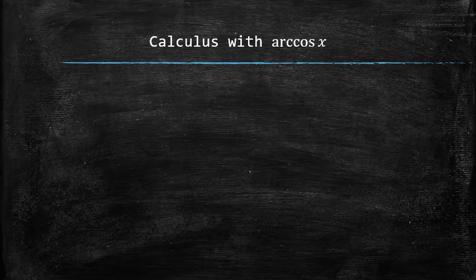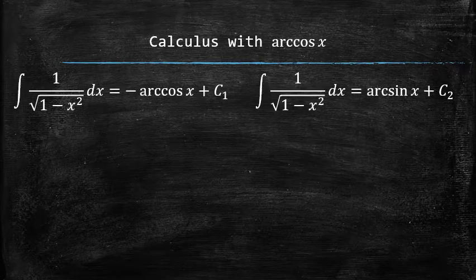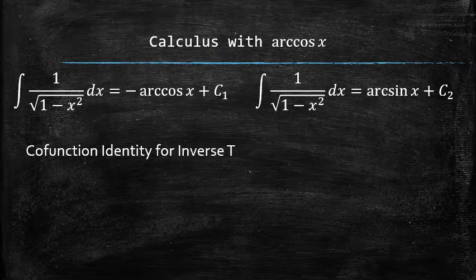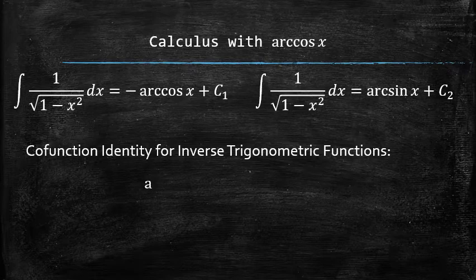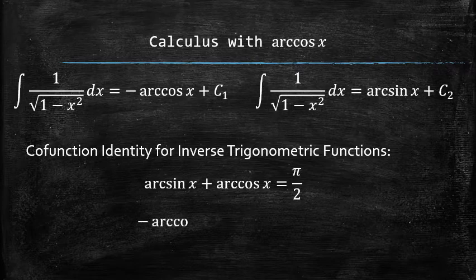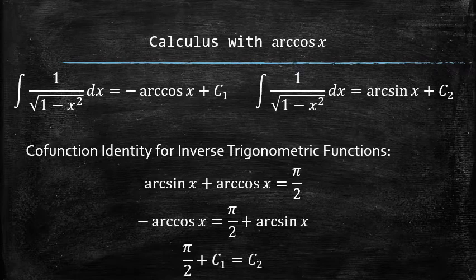If you are familiar with the derivative of the arcsine function, then you probably noticed that we now have two expressions for the same indefinite integral. How is this possible? The reason is the cofunction identity for inverse trigonometric functions that states that the arcsine of x plus the arccosine of x is equal to pi over 2, which means that the negative arccosine is the same as the arcsine, but they are pi over 2 units apart. So it doesn't matter which antiderivative you will use.